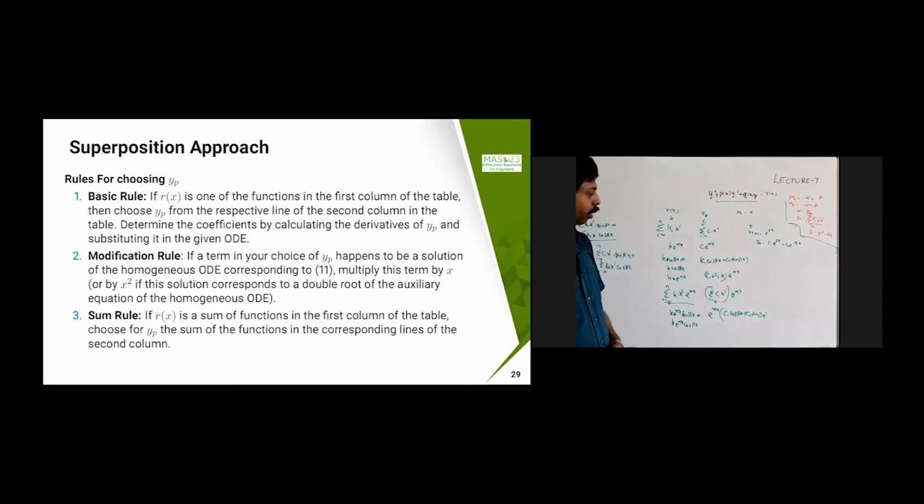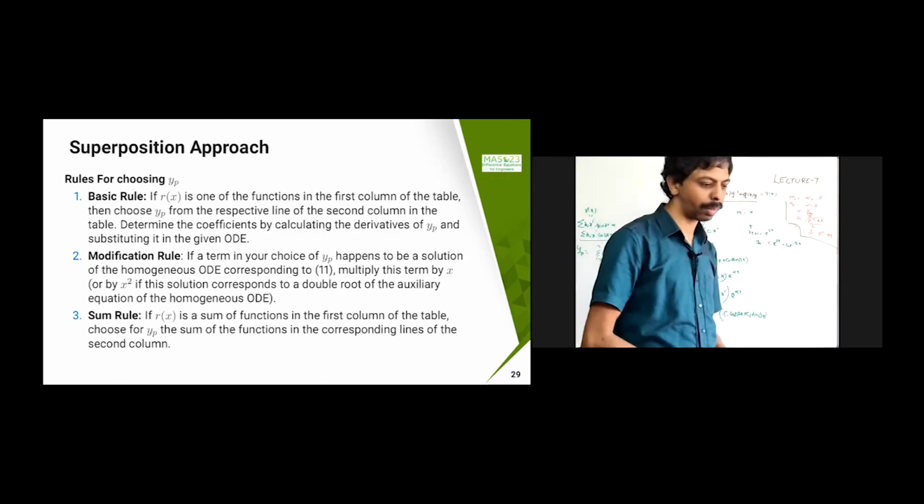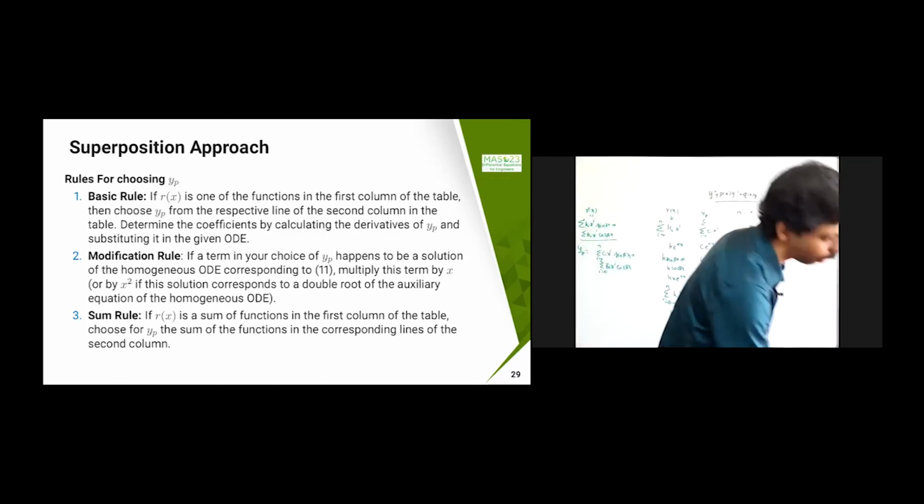And some rule, suppose you are having a combination of these. Suppose you have e power alpha x at one place, e power alpha x plus sine beta x at one place, and sine beta x alone at one place, then you can take the sum of these things and calculate the yp for each of the values, and you can do the same thing. Okay, this is something.